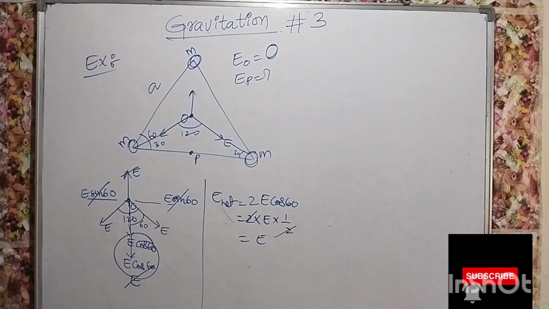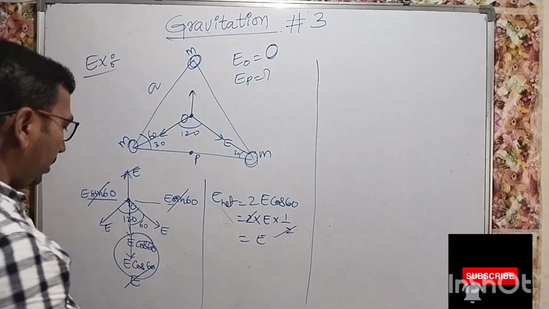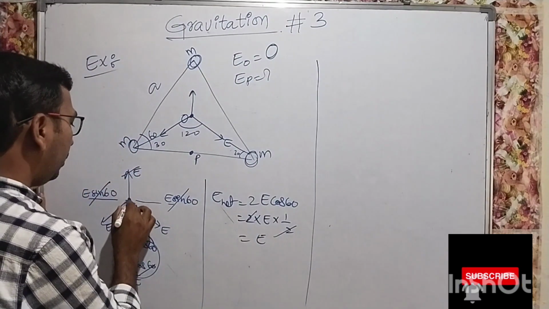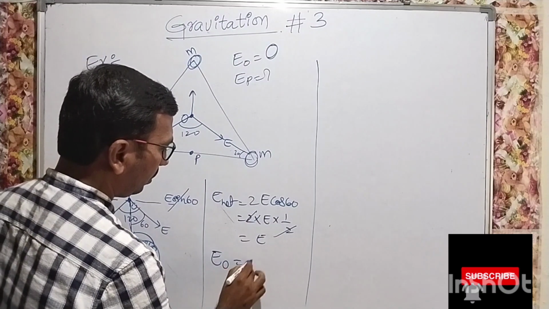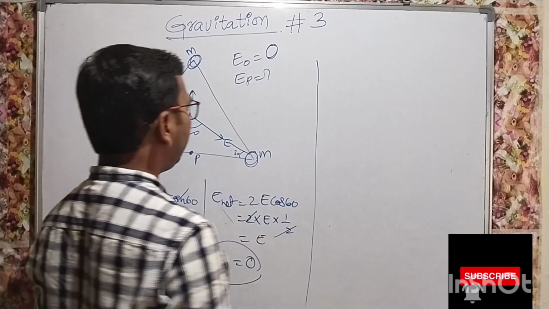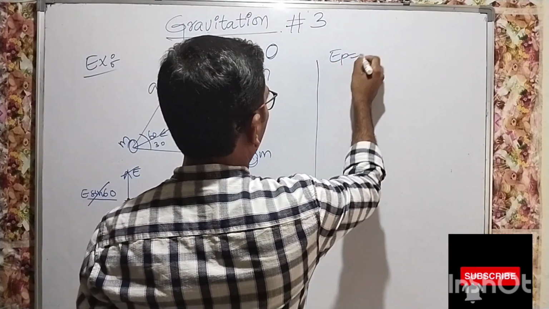Understood, all of you? So here the net gravitational field at O is equal to 0. Next you can find the gravitational field at point P. Right?